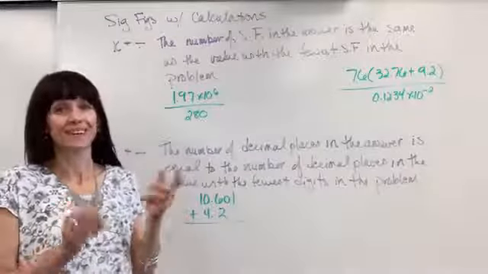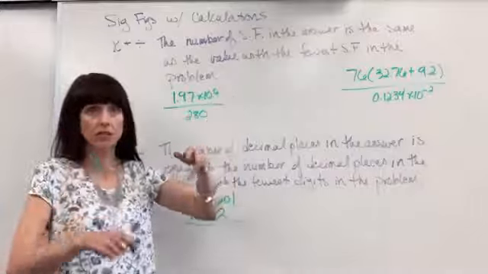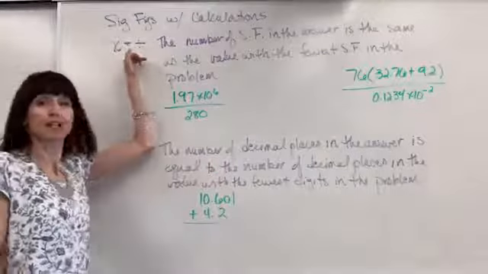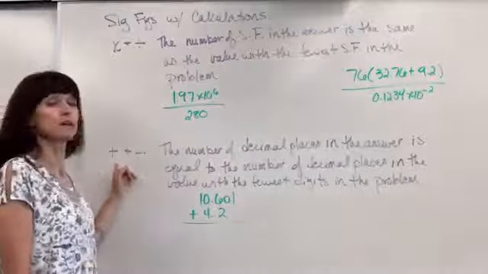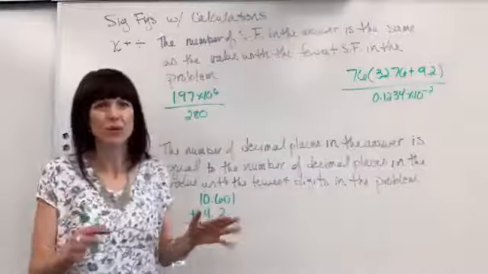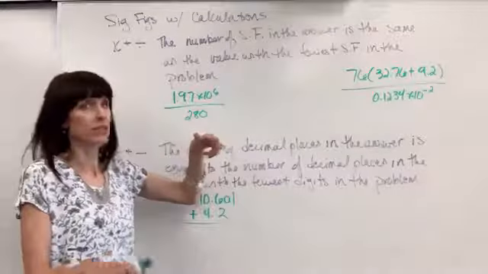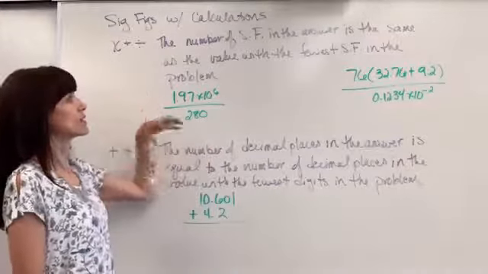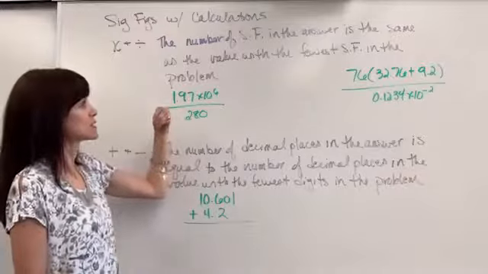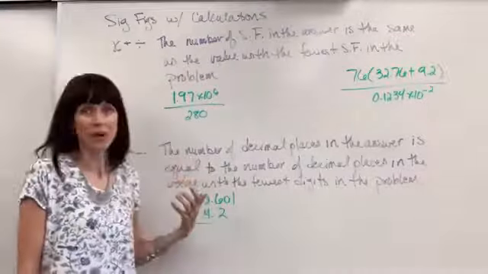Now we're going to do calculations using sig figs. So we have two basic operations that we're going to talk about, multiplication and division, as well as addition and subtraction. Multiplication and division are really straightforward. You'll like this rule. The number of significant figures in the answer is going to be the same as the value with the fewest sig figs in the problem.